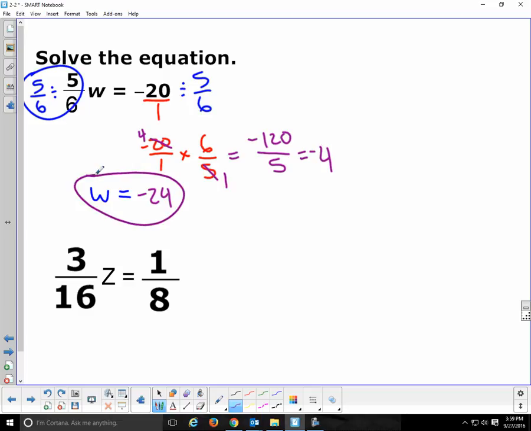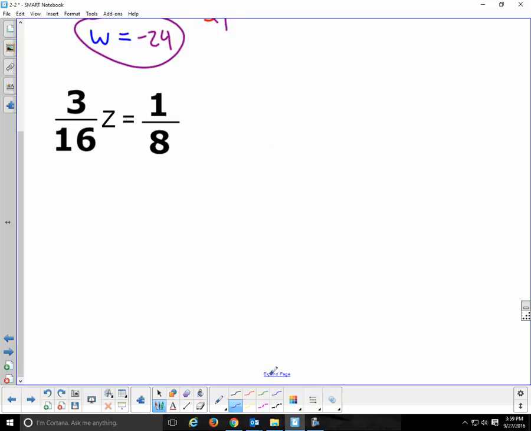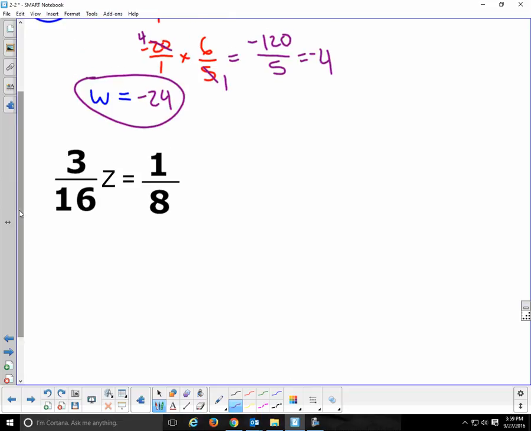So we've already gone through how to multiply and divide with fractions, so I'm breezing through that kind of quickly. But this new step is how do you solve an equation while working with fractions. Last one here that I'm going to do with you. Again, it's 3/16 times z equals 1/8. So I'm going to divide both sides by 3/16. Again, 3/16 divided by 3/16, that's just 1. So I have 1z left over.